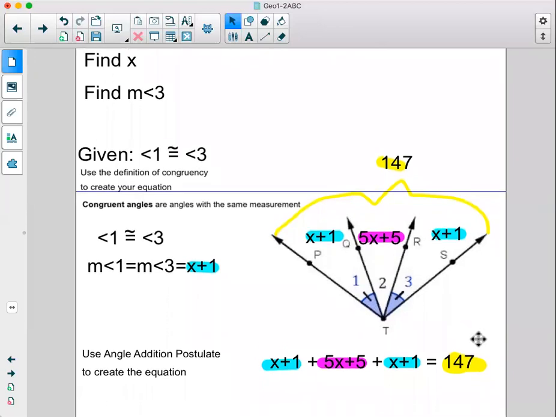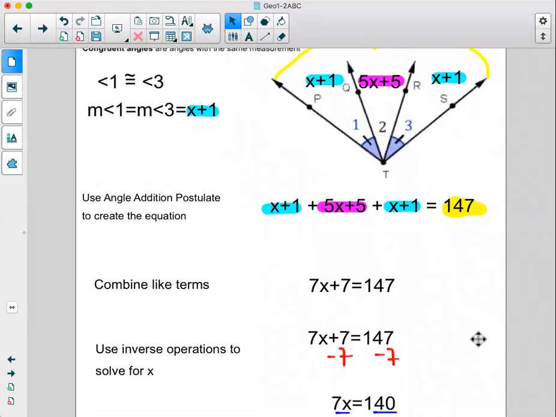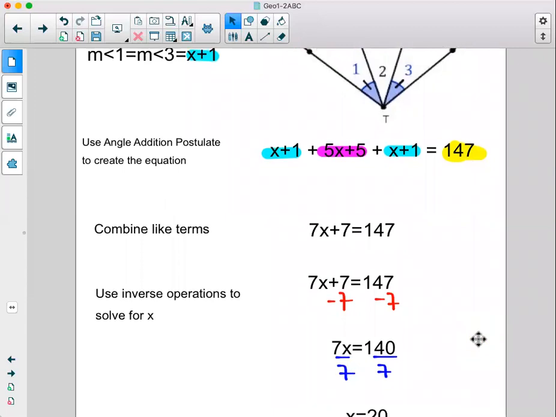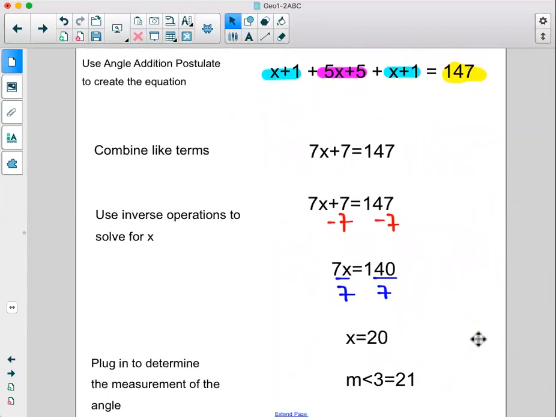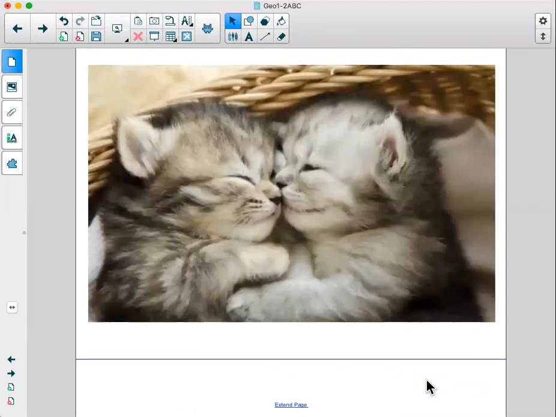Now we can use our algebra skills to solve, combine like terms, and then use inverse operations to get x alone. And then plug that in to figure out what we were asked, and we were only asked to find measurement of angle 3.